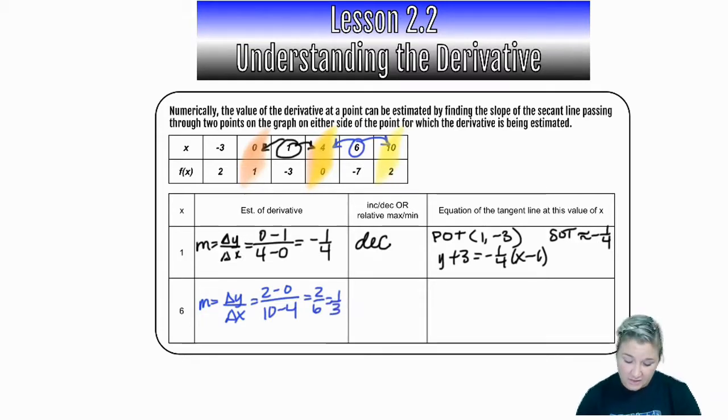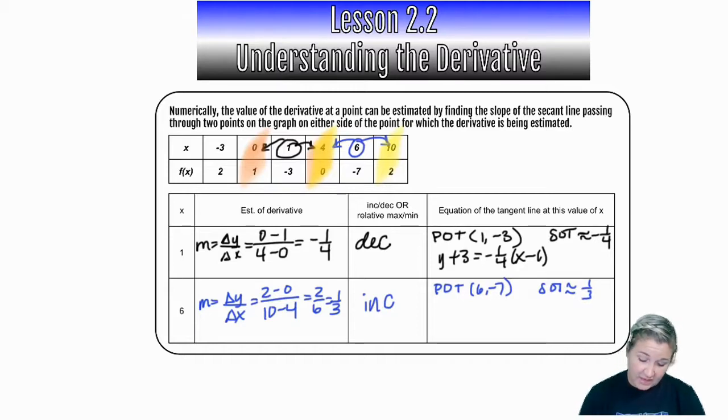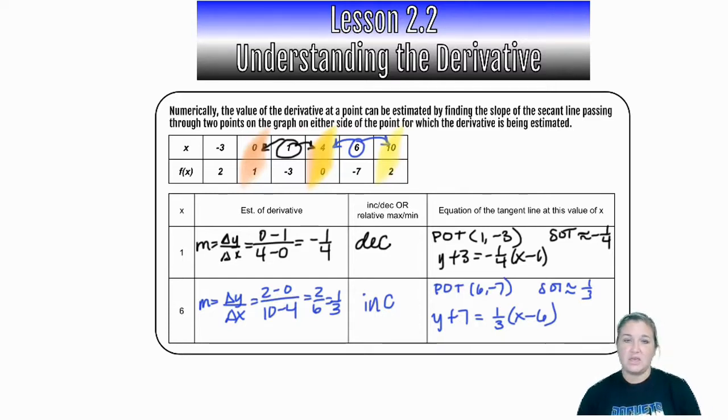And since our slope is positive, that means that our function is going to be increasing. Our point of tangency is at 6, negative 7. And then our slope of tangency, which we found, remember, is going to be approximately a positive 1/3. So the equation of that is going to be y plus 7 is equal to 1/3 times x minus 6. So that would be the equation of the tangent line at x equals 6, or basically the derivative of this function of the table at x equals 6.